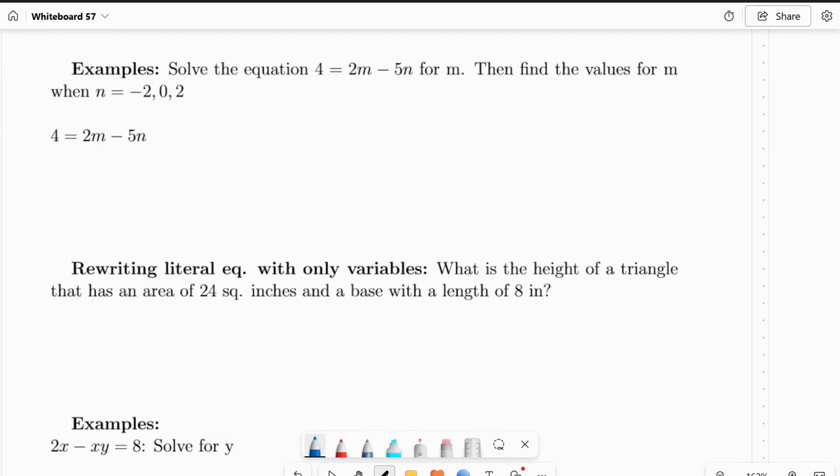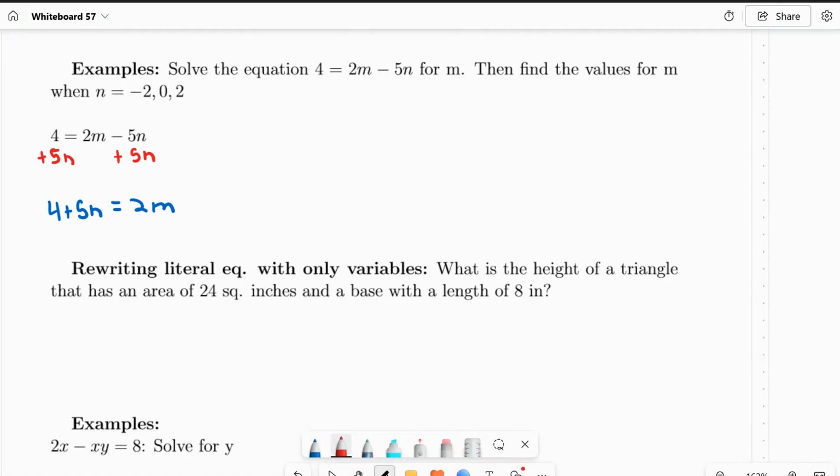If we want to solve for m, we need to get rid of our minus 5n from the right side. We can do that by adding 5n to both sides. That's going to get me the equation, oops, I forgot an n there, that'll get me the equation 4 plus 5n equals 2m. But in this scenario, m still isn't by itself.